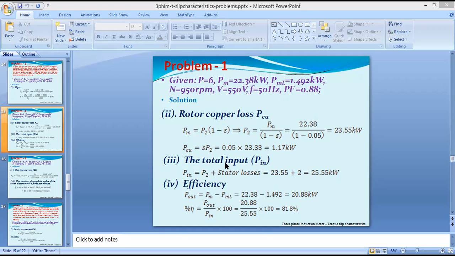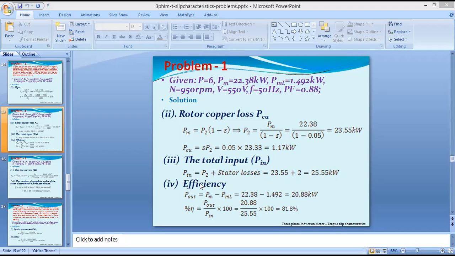Now we are supposed to find the total input power. That will be the rotor power plus the stator losses. Here they have given the stator losses, and the rotor power we have just solved. What will we get here? Rotor power P2 is 23.55, stator losses 2. So we can put these values, and you will get 25.55 kilowatt.